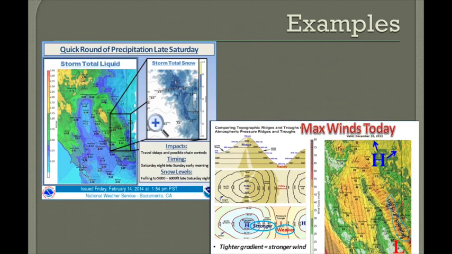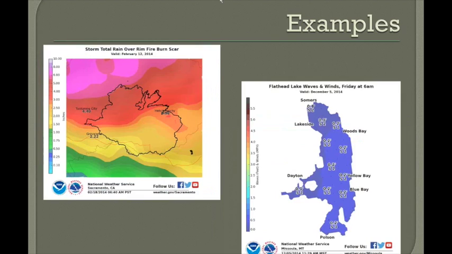Storm total liquid from whatever time period you select. And here's an example of a zoomed-in area looking at snowfall up in the mountains, max winds. And this is a zoomed-in area over one of the burn scar areas, looking at the expected storm total precipitation for potential debris flows. So you can really zoom in and get the area you want. Darren shared this example with me from his work up in Missoula, looking at some of the waves and winds up on Flathead Lake there, up in western Montana.